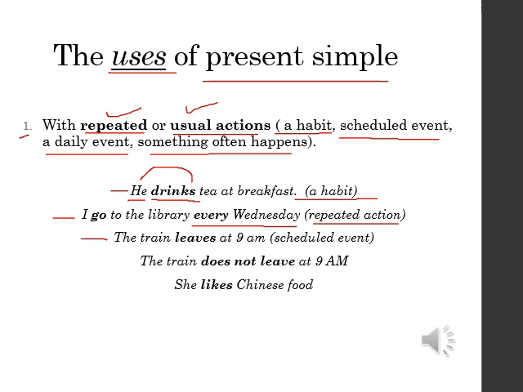The train leaves at 9 o'clock, or in the negative, the train doesn't leave at 9 o'clock. These two sentences are a scheduled event. We have 9 o'clock. عندنا جدول معين لمغادرة القطار فهو present simple. She likes Chinese food. Again, this is a present simple.